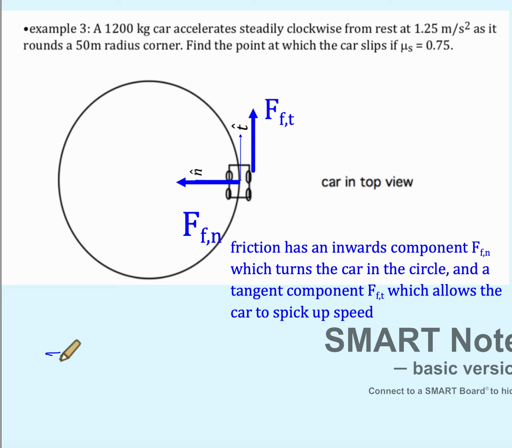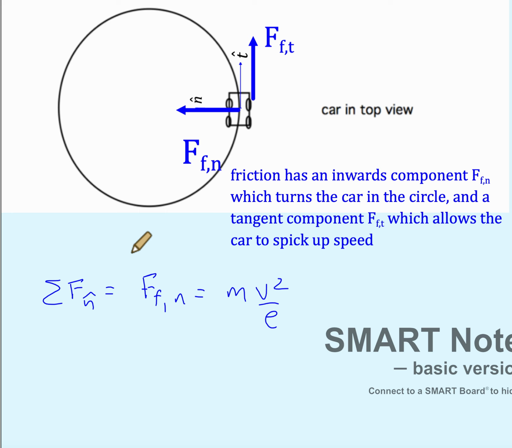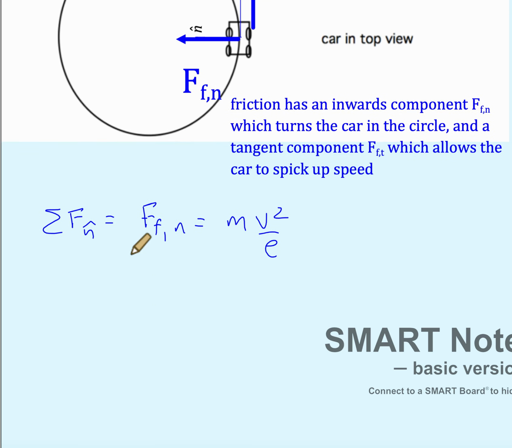So, if we sum forces in the normal or n hat direction, we've got the force of friction normal, which equals mv squared over rho. That's the normal acceleration. Now, our mass is known, our radius of curvature is known. What is true about our speed? Well, in this case, we're picking up speed at 1.25 meters per second squared. So we know a is dv dt, dv is a dt.